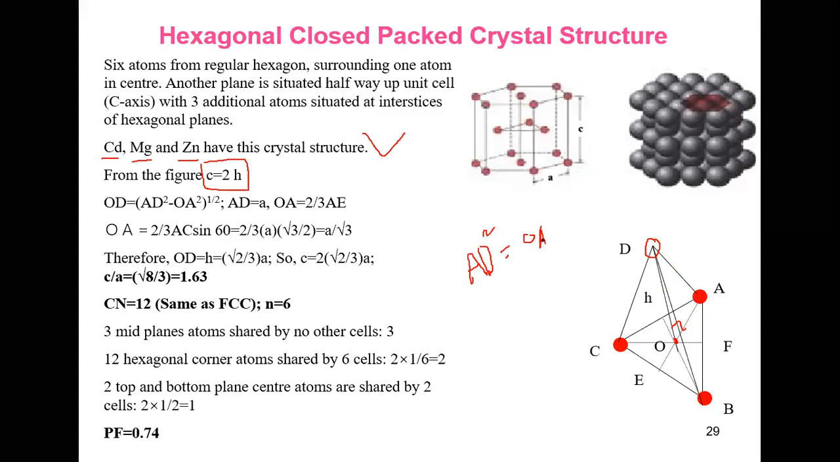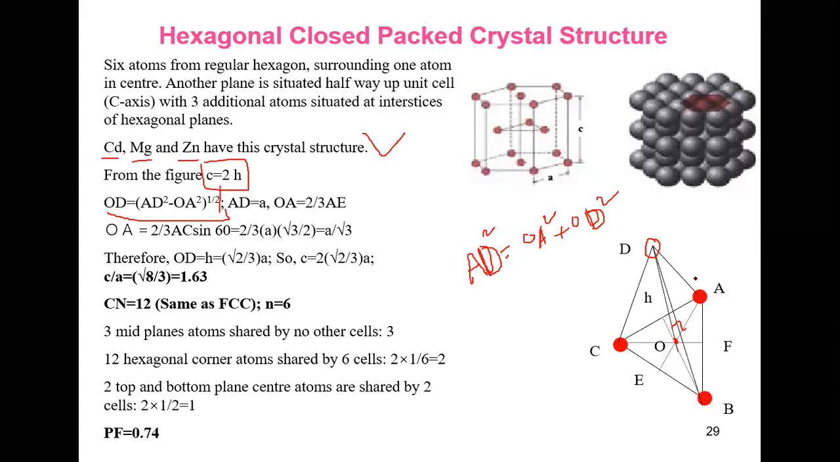OA square plus OD square. Okay, this is D, AD square. AD square is equal to OA square plus OD square. From here OD square will be AD square minus OA square, and OD will be the square root of that.